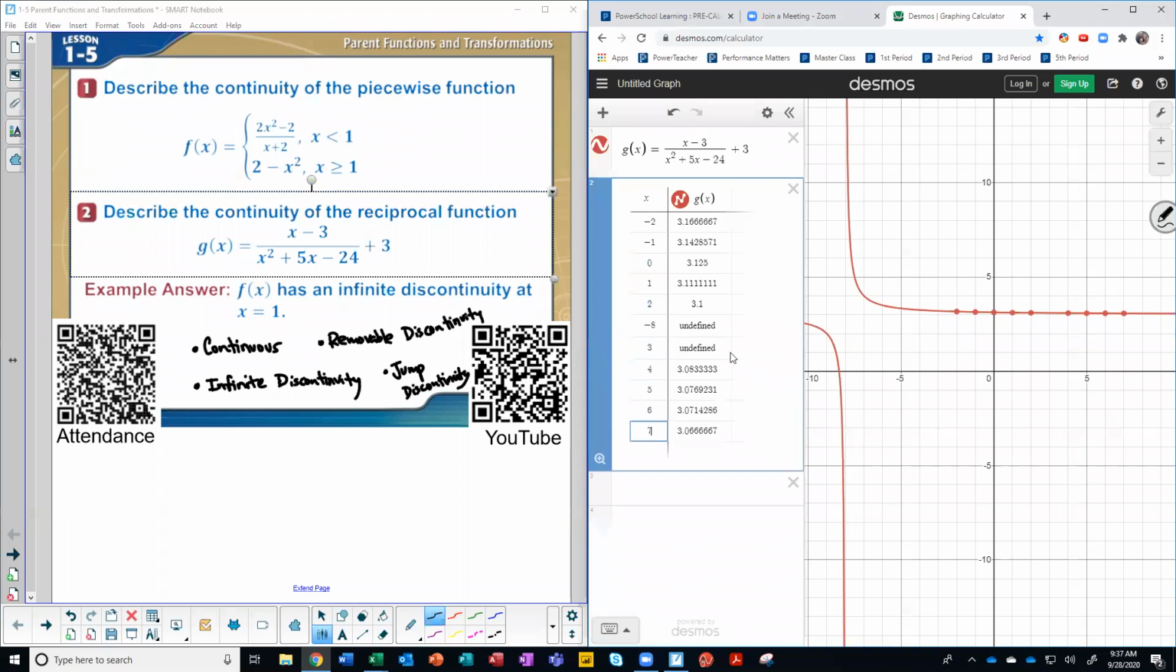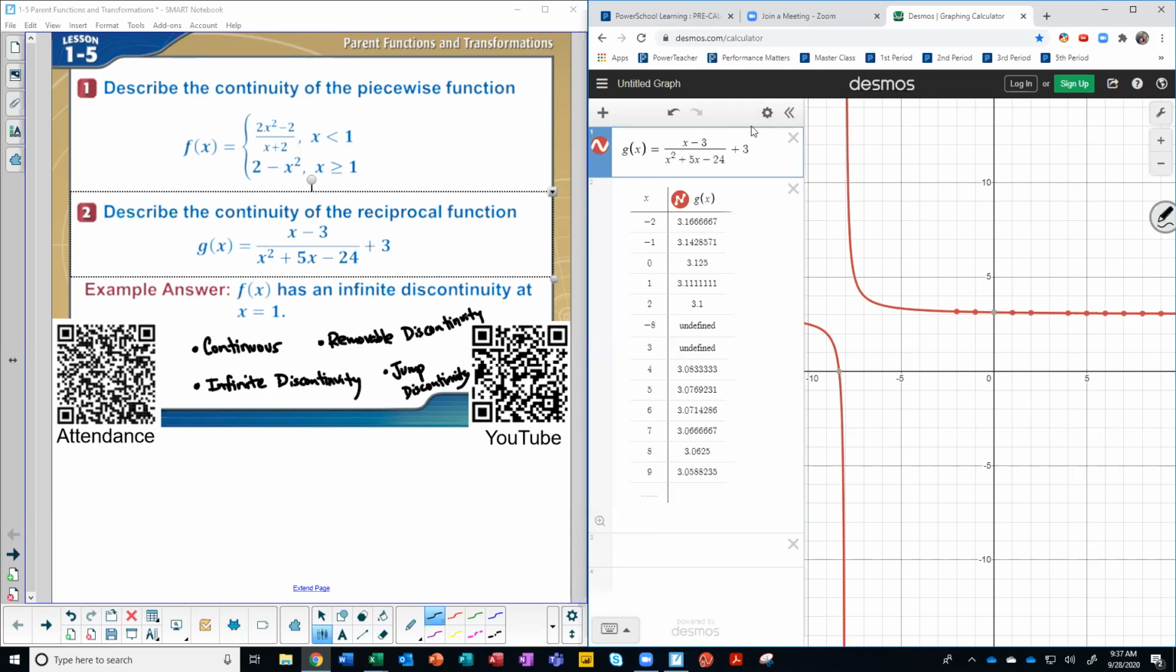You can just start typing in numbers. I'm just typing in the keys. And if they give you real number answers, then those are real values. That means the graph exists there. It's not a break. It's continuous at all these places. However, the graph is broken when it says undefined. So those are 2 breaks. It's at -8 and 3.